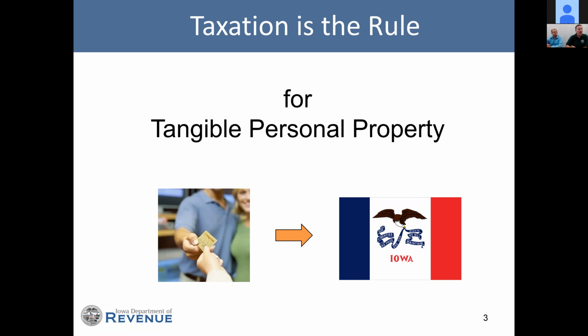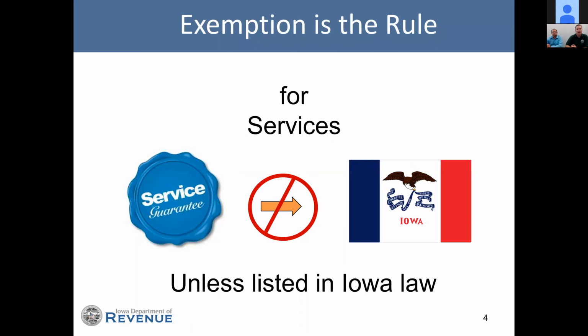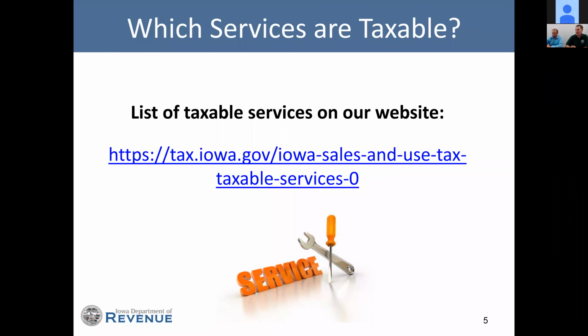And I know today we're here to talk about more of a service, although there can be a sale of tangible personal property as well. When it comes to services, exemption is the rule. So services are exempt from tax unless specifically listed as being taxable in the Iowa code. And what services might those be? Well, we do have a listing.